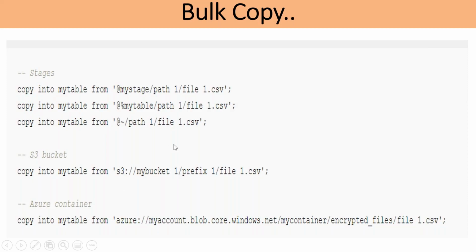So if you're trying to do it from Azure, this is for S3. For Azure, it is the account blob core windows, and so on, then the file, file one.csv. This is an example of it.